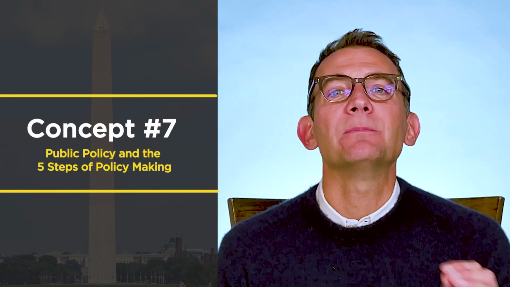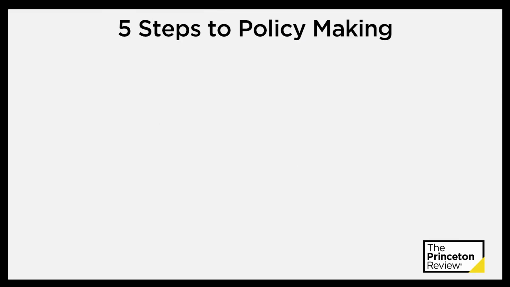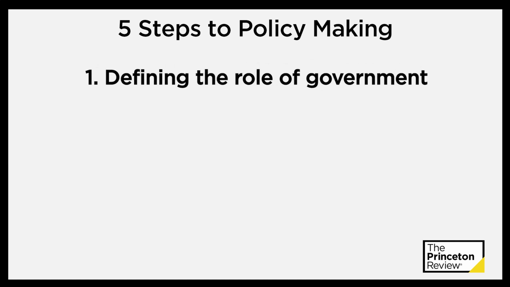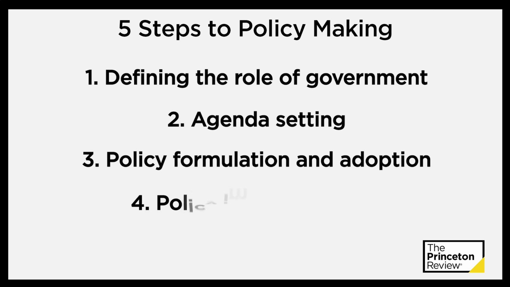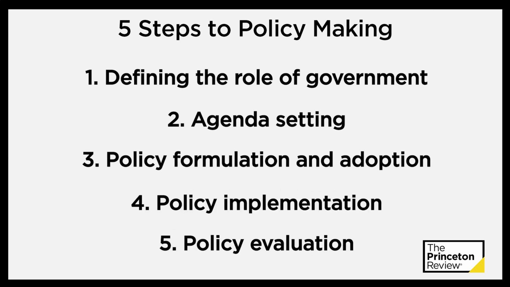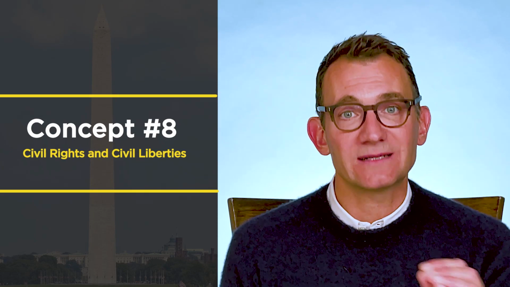Concept number 7 is public policy and the 5 steps of policy making. Now, the exam will expect that students understand the nuances of policy making and the process therein. So familiarize yourself with the 5 steps of policy making, which include: number 1, defining the role of government; 2, agenda setting; 3, policy formulation and adoption; 4 is policy implementation; and finally 5 is policy evaluation. You should also be aware of the key areas of American public policy, including economic policy, trade policy, and domestic policy.